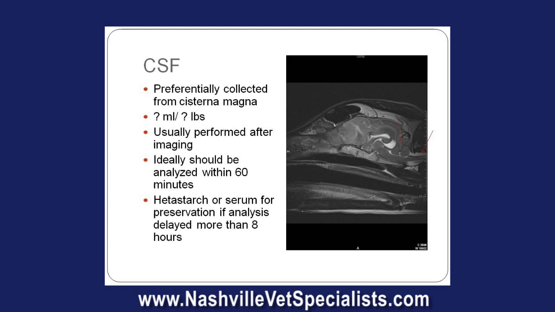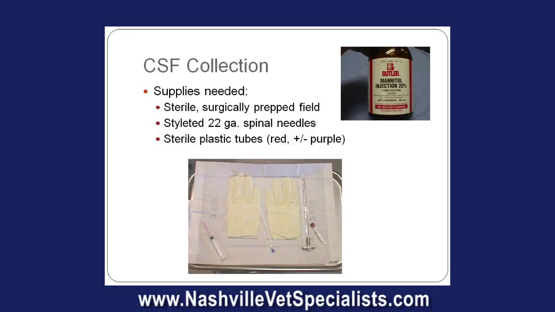As far as doing a CSF collection, you don't need any real special equipment. The only thing that a lot of people may not have on hand is the spinal needles. When it comes to doing a small dog, less than 10 pounds, or cats, I actually just use a regular 22-gauge needle. I don't even use a spinal needle. And you just collect it. Typically, if it's not a lot of blood contamination, you can just collect it into a sterile red top tube. If there's blood, then usually you're going to put it into a purple top so it doesn't clot.